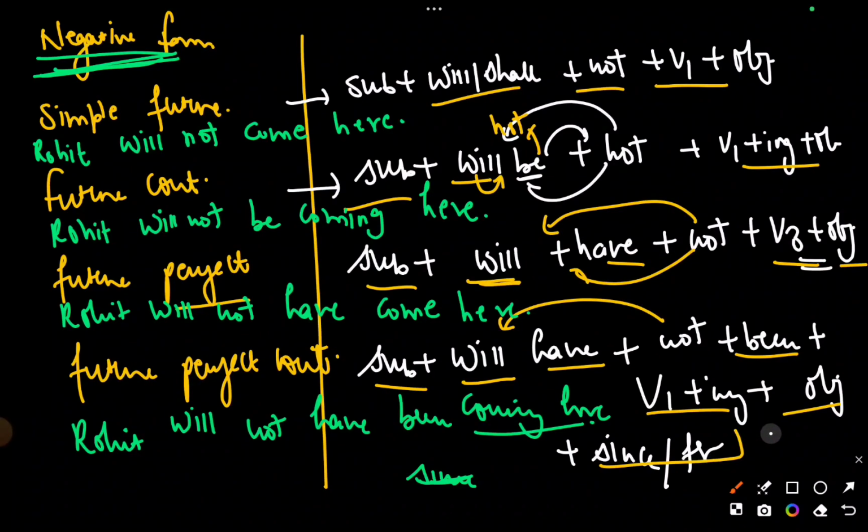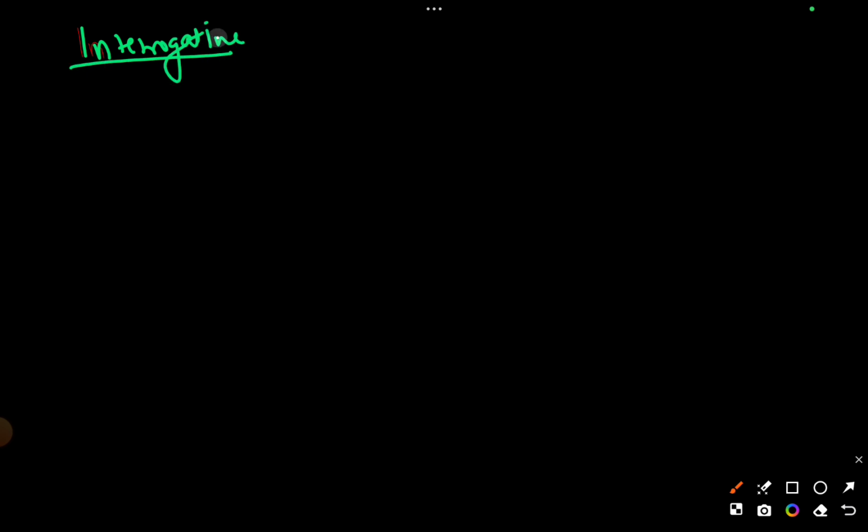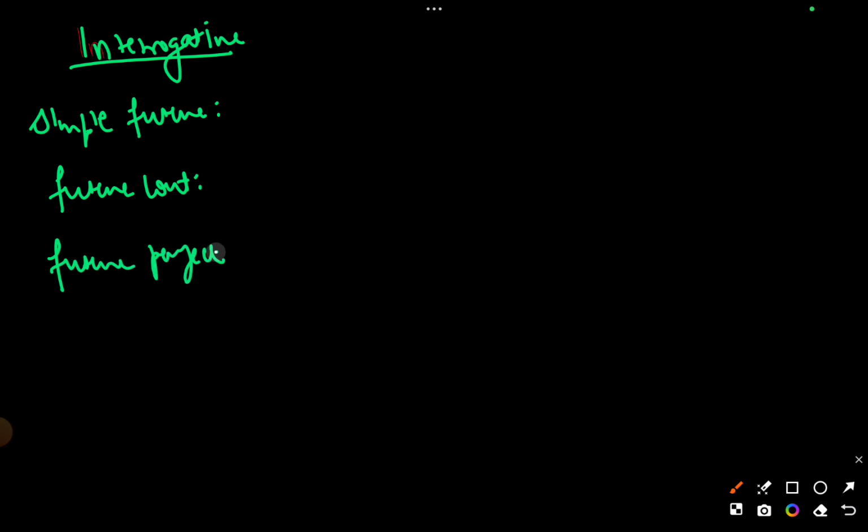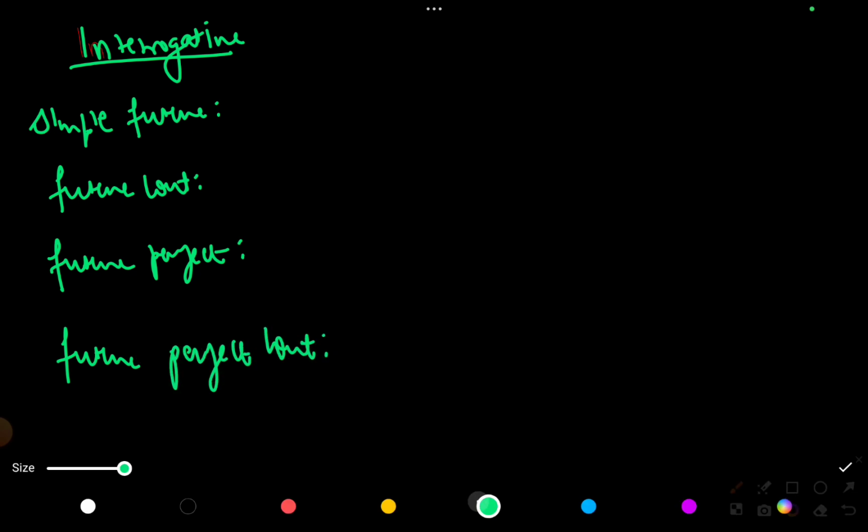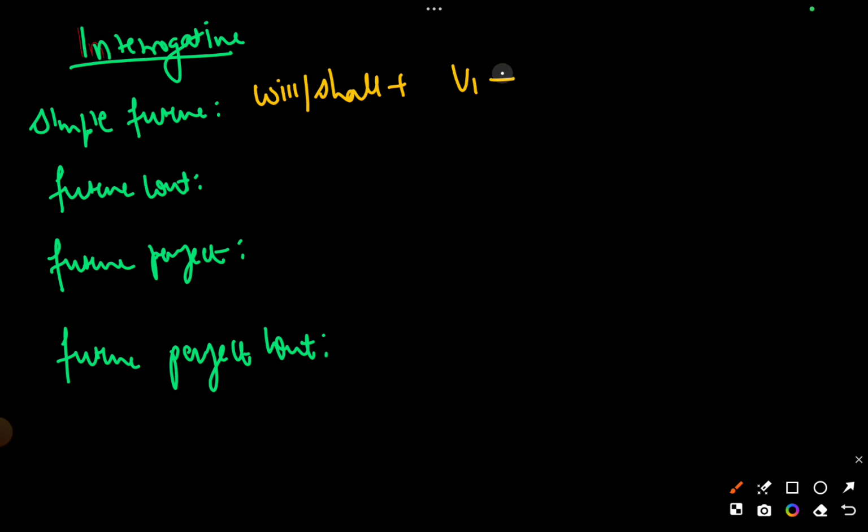Now let's see the interrogative form. Okay, beta. First one, simple future. Second one, future continuous. Third one, future perfect. Fourth one, future perfect continuous. So the helping verb will come ahead of the subject. In simple future: will/shall plus subject plus V1 plus object. Then at the end, question mark.